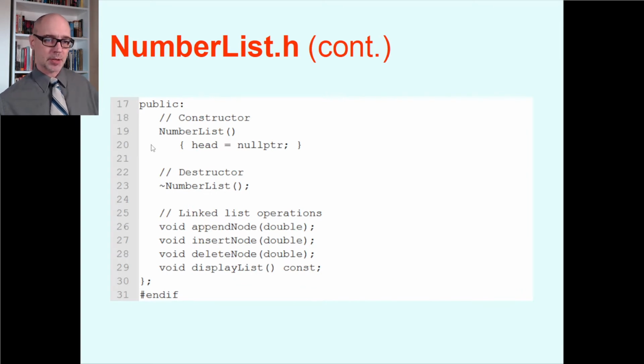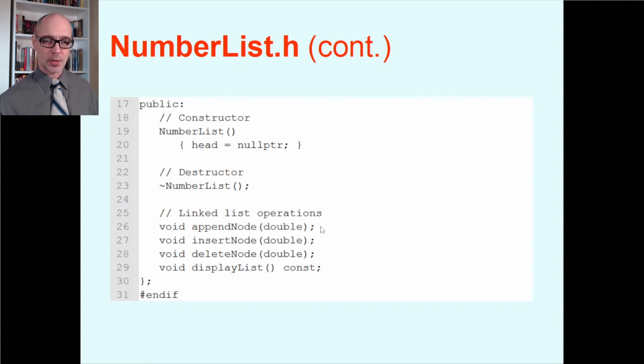So as expected, you have a constructor, and what the constructor does is just sets head to null pointer. And of course, that's the signal that currently you don't have any nodes in your list when you first create it. You're going to have a destructor that we'll talk about a little bit later that's going to get rid of all the nodes. And then here are the other operations to append a node, insert a node, delete a node, and then we also have a function here to display the whole list to the screen.